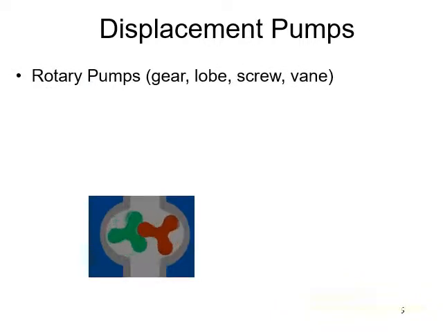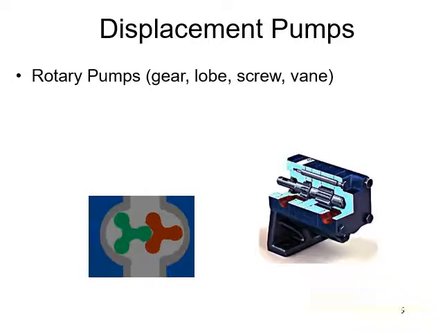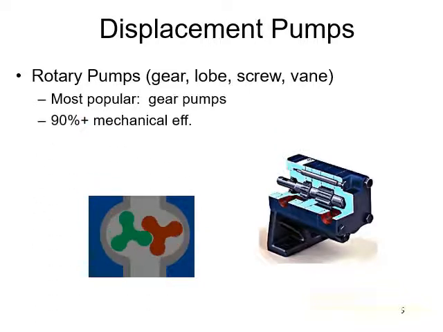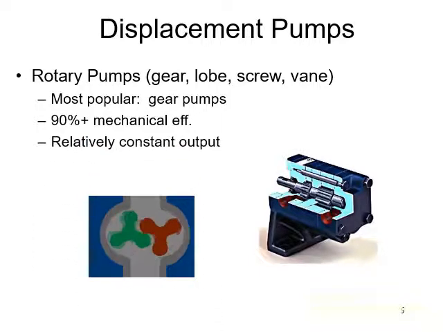Rotary pumps are also called displacement pumps. Examples are gear pumps, lobe, screw and vane type pumps. Gear pumps are more popular in different applications. If you see the oil pump construction in an engine, a gear type of pump is used. Next, the mechanical efficiency is greater than 90%, and a relatively constant output can be achieved.